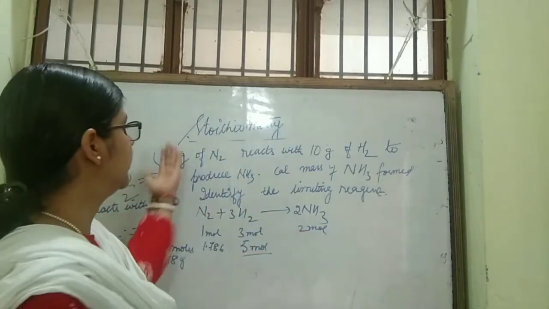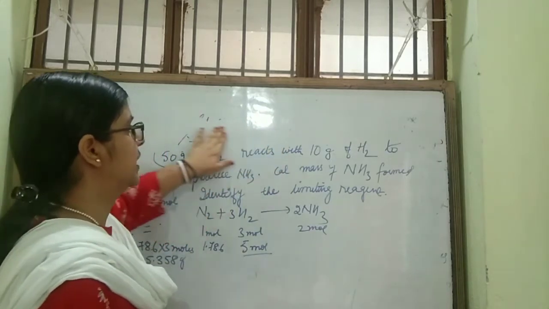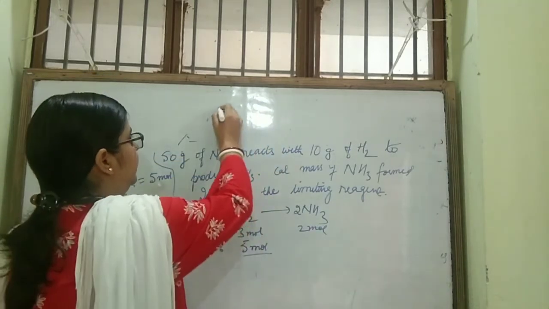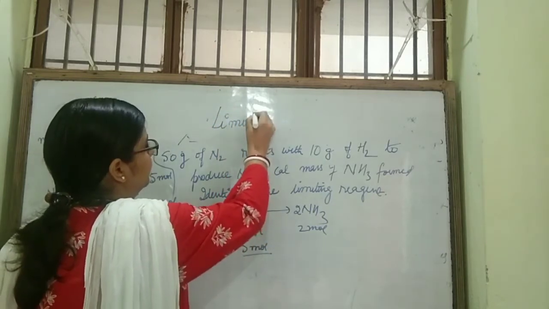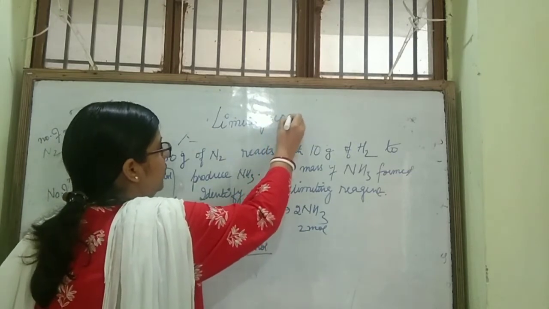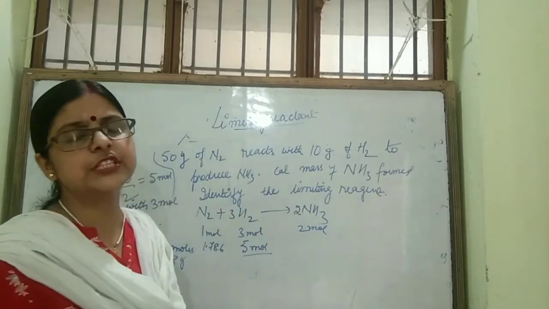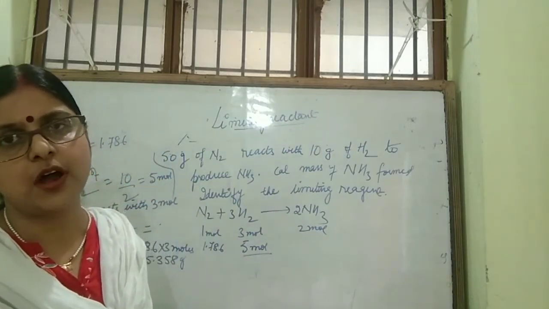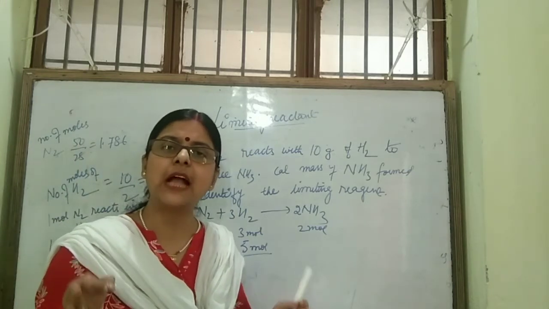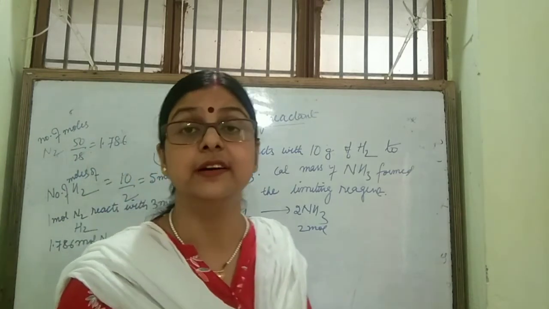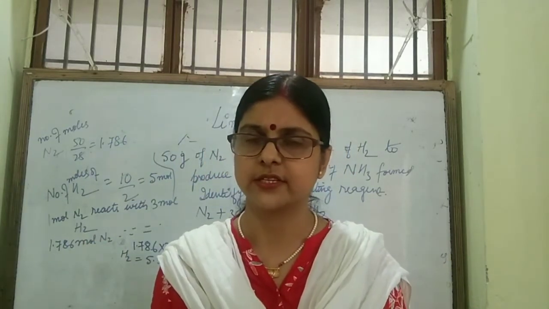Again, in continuation with that, I am going to discuss along with stoichiometry the limiting reactant. What is the limiting reactant? The reactant which is present in lesser amount is known as the limiting reactant. Or the reactant which is completely consumed in the reaction is known as the limiting reactant.